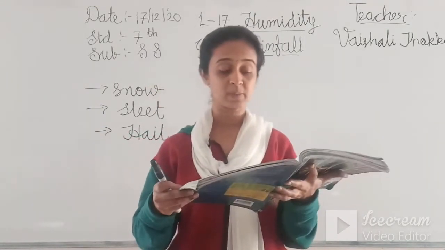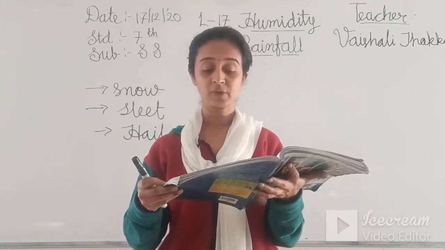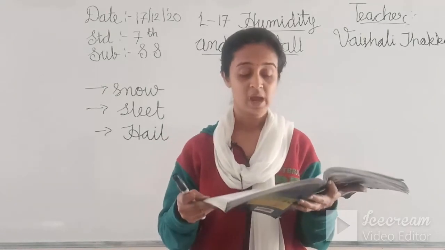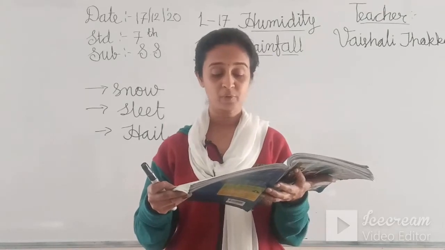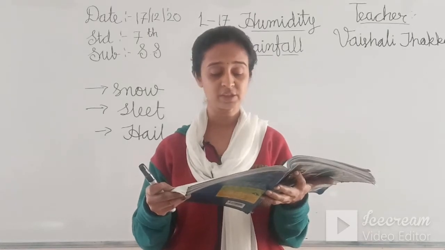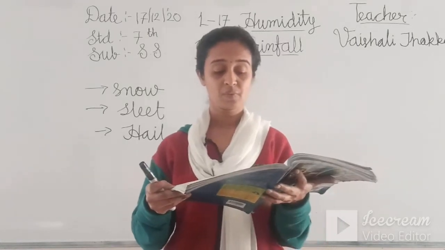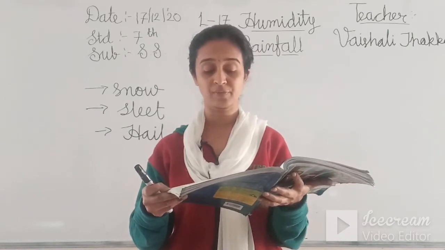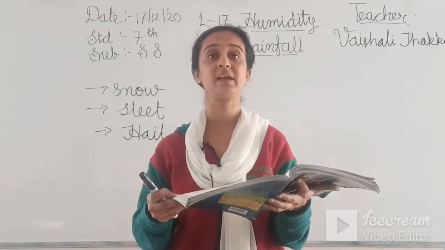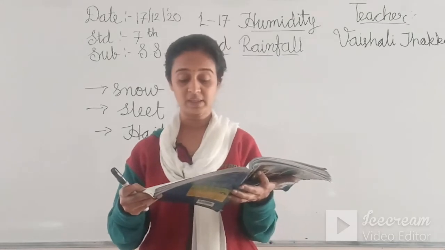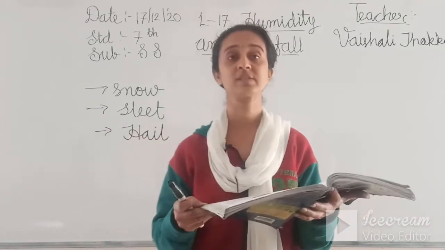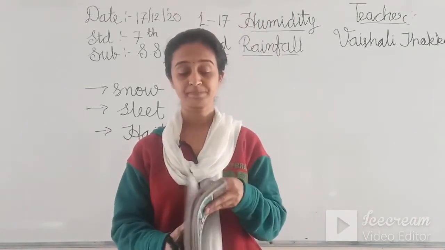Now we will move on to the summary. The amount of water vapor is called humidity. The main factor that affects humidity is temperature: high temperature, high humidity. Evaporation is the changing of water into water vapor, while condensation is the changing of water vapor into water. Fog, clouds, dew, frost are forms of condensation. Precipitation takes place in the form of rain, snow, sleet and hail. And there are three main types of rainfall: relief, convectional and cyclonic. In this chapter we learned all these things.